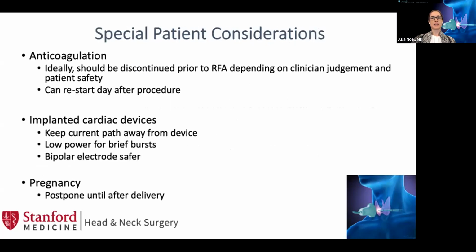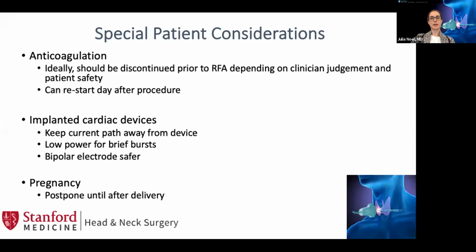And finally, we'll address a couple special considerations that often come up. The first is how to manage anticoagulation. And this is somewhat surgeon or operator dependent, but in general, as with surgery, it's ideal to stop anticoagulation a few days beforehand, depending on the agent, and it can be restarted the following day if there haven't been any concerns about bleeding or hematoma.